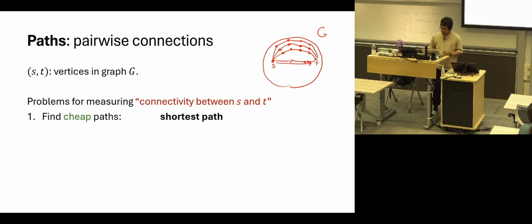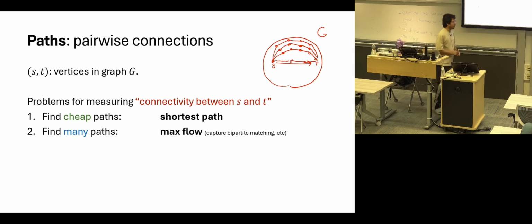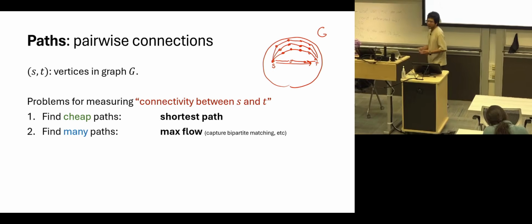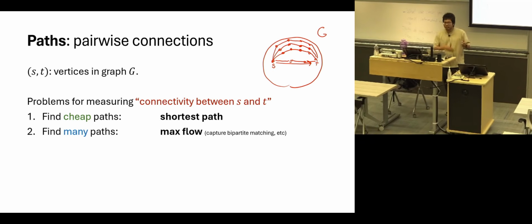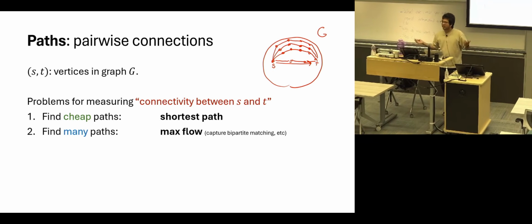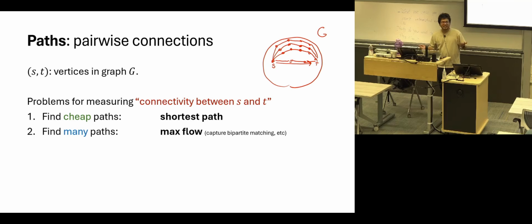But another way to measure how well connected S and T are is to ask, can you find many disjoint paths from S to T? That also measures how well connected S and T are. That corresponds to the max flow problem.